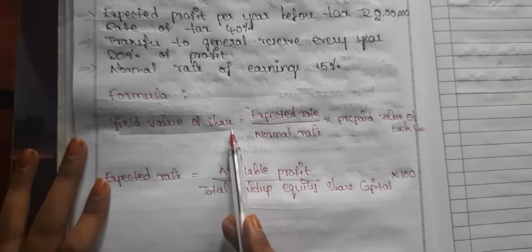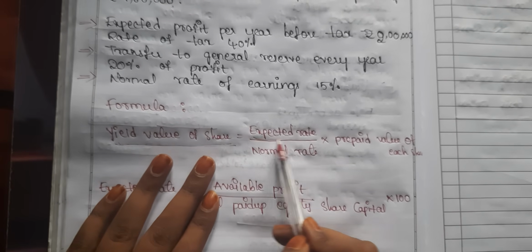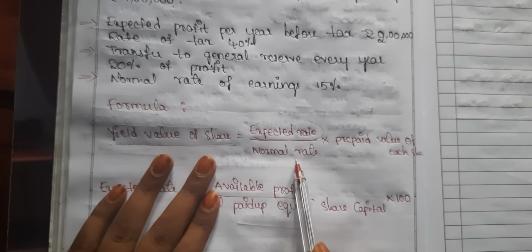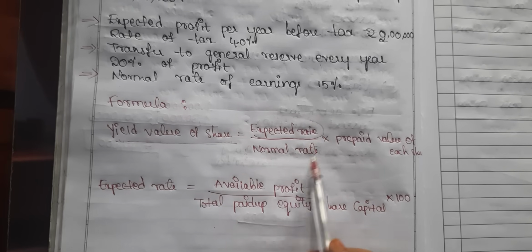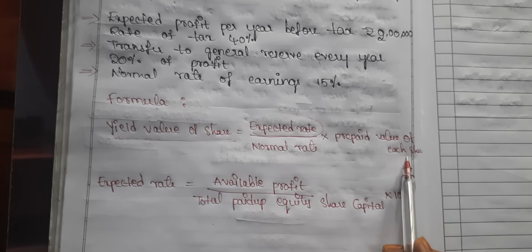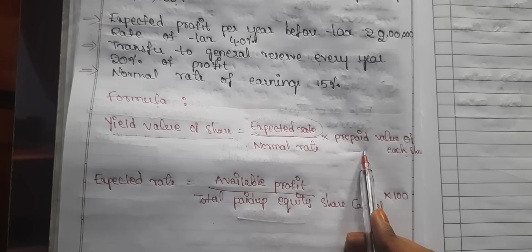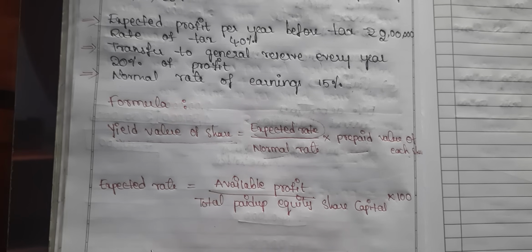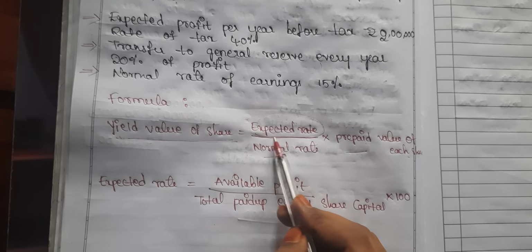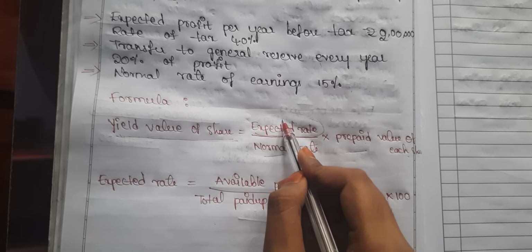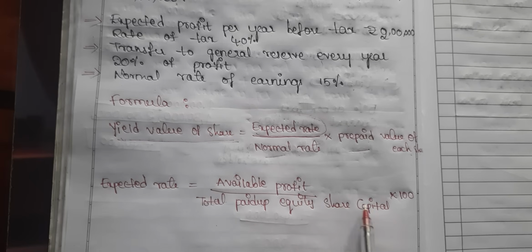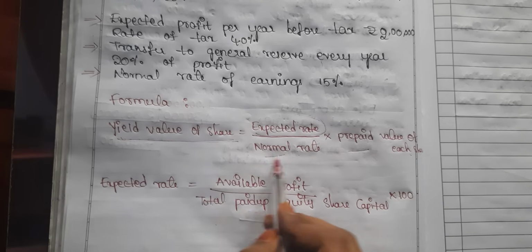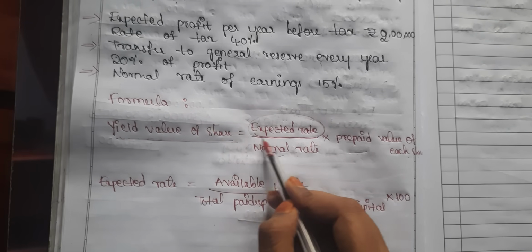The formula: yield value of share. In this yield basis method, the yield value of share is equal to expected rate by normal rate into paid up value of each share. They will give you the paid up value of each share and the normal rate. You need to find the expected rate, that's all. To find the expected rate, there is a formula again: available profit by total paid up equity share capital into 100. They will give you everything. You just need to find out the expected rate.